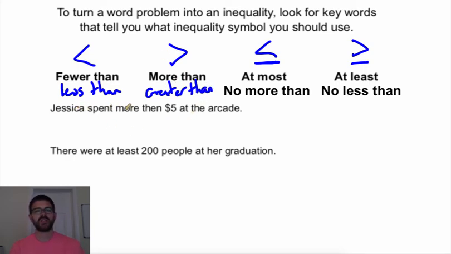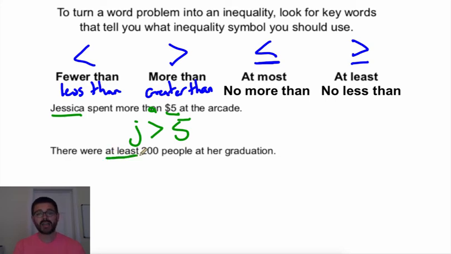So this one says, Jessica spent more than $5 at the arcade. So we've got Jessica and we've got $5. So maybe J and 5. She spent more than. Well, more than is really just another name for greater than. So we put in our greater than symbol. So Jessica spent more than 5. So we want numbers that are bigger than 5.